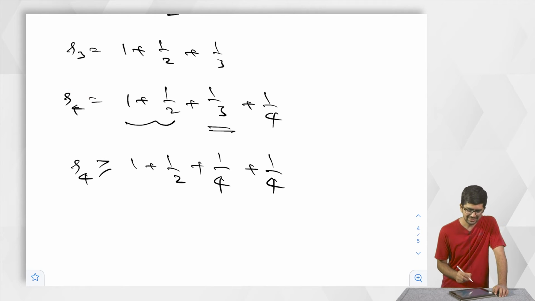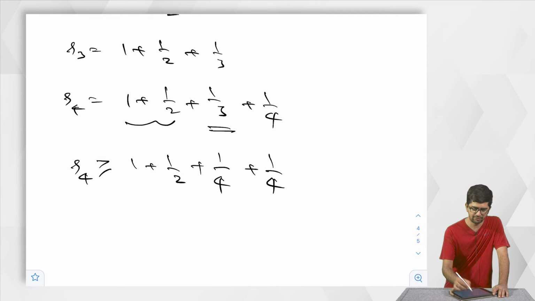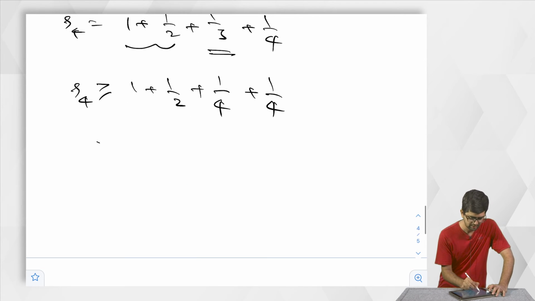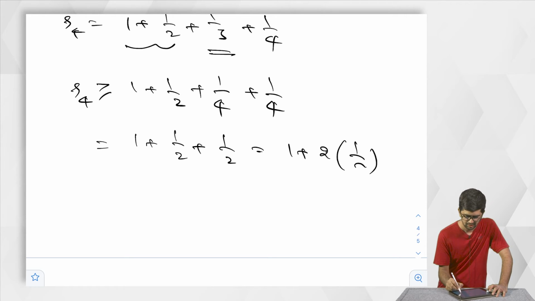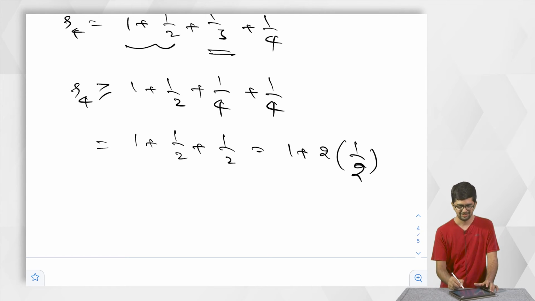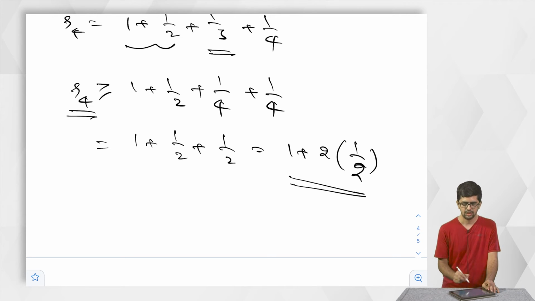The reason why I am doing this is that 1 by 4 plus 1 by 4 is 1 by 2, and I already have this 1 by 2 here. So this is equal to 1 plus 1 by 2 plus 1 by 2, that is equal to 1 plus 2 times 1 by 2. Maybe if we try for a general element, we will come to know what is happening here. So S4 is greater than or equal to 1 plus 2 times 1 by 2.